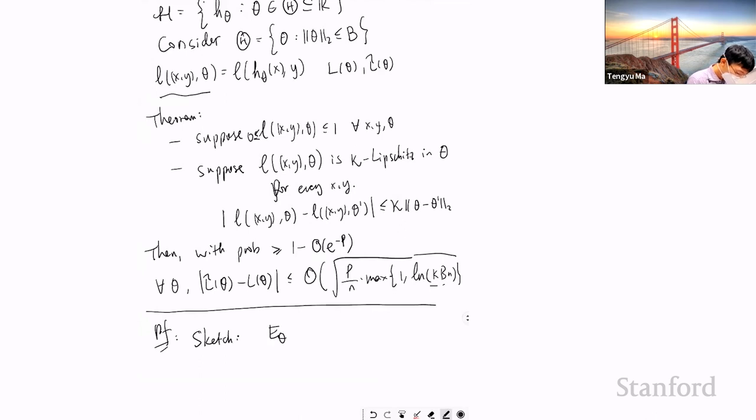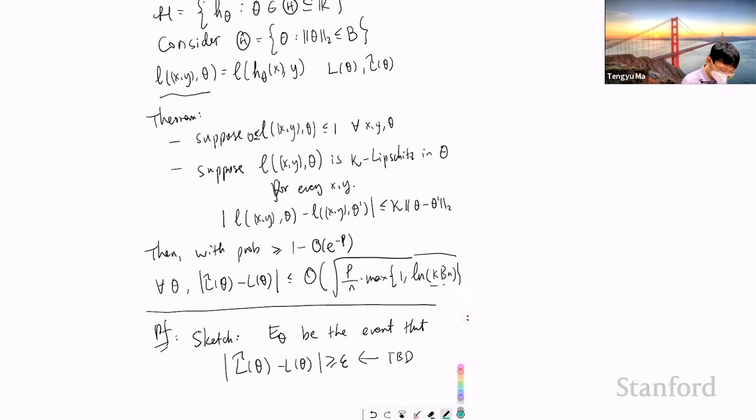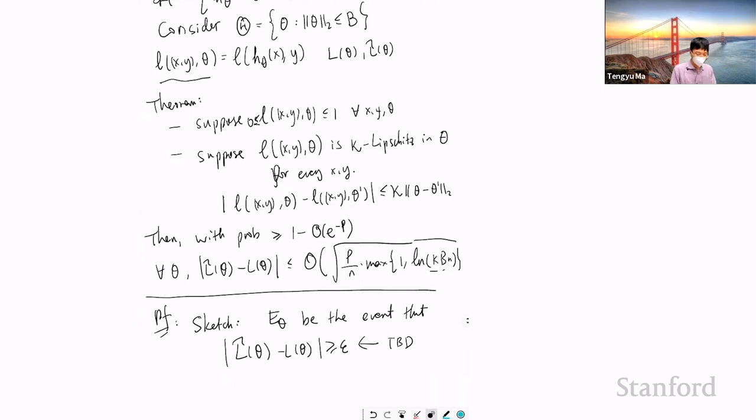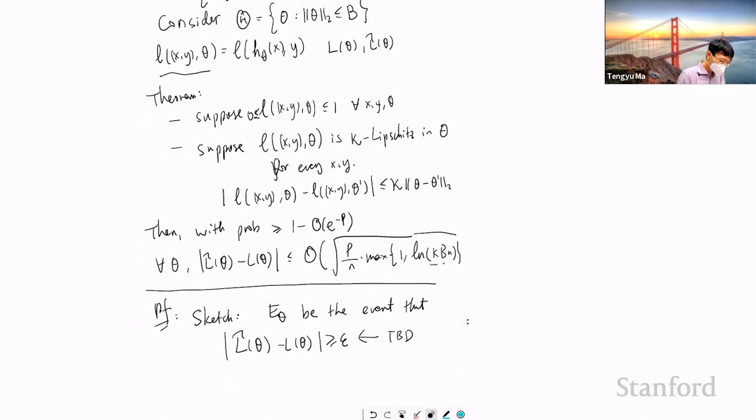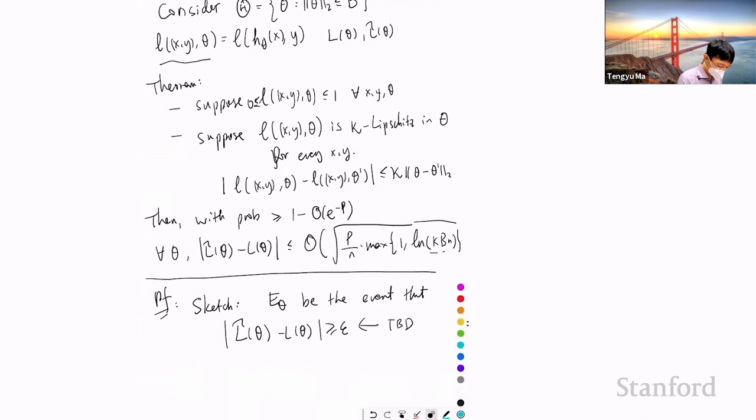You define E theta to be the event that you have this failure event, right? L hat of theta minus L of theta is larger than epsilon. And epsilon is going to be something TBD, but very similar to this thing, because you care about whether these two are different, how much different. Anyway, epsilon is a placeholder. So you care about this kind of event, and we know that this will be a small probability event, as we have shown for the finite case. So E theta is a small probability event.